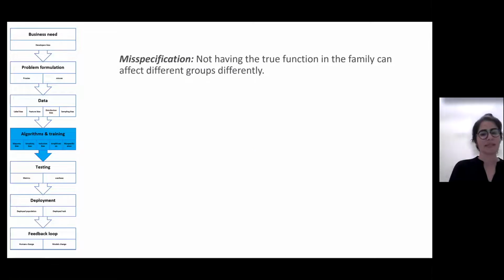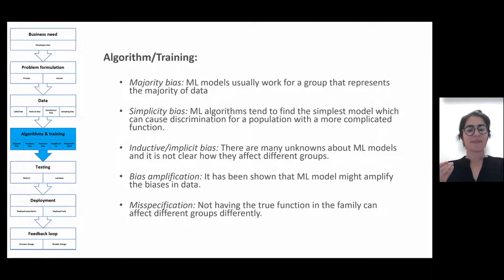The last one is misspecification. If you use a very simple model family, it's possible that the true function is not in the model family, and it might affect different groups differently, as different groups might have different functions. So with this, we finish the biases in the algorithm and training. We went through majority bias, simplicity bias, uninterpretability and things that can happen because of it, bias amplification, and misspecification.